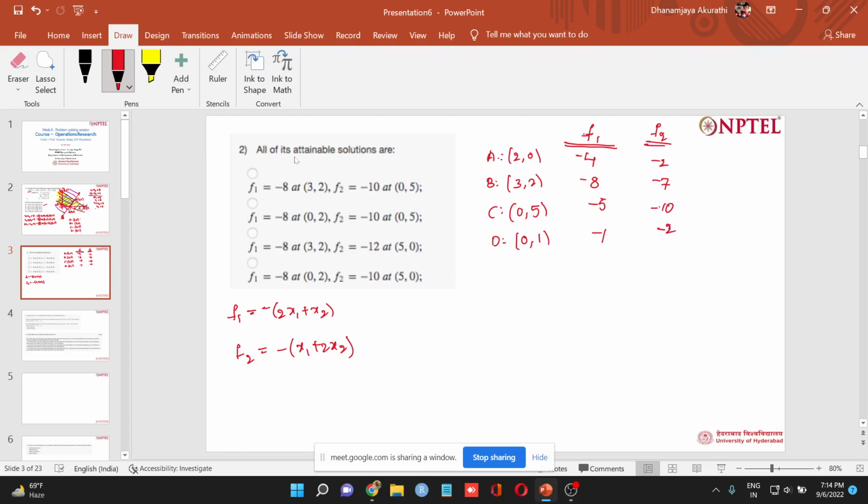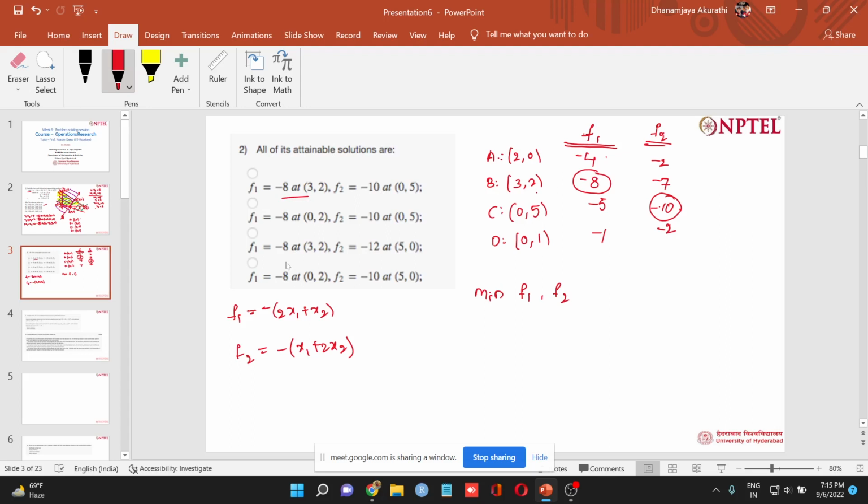So to find the attainable solution from these, we can find an optimal solution at the minimum of f1 or f2, right? Out of these points, the minimum is attained at minus 8 from f1, and for f2 the most negative value is minus 10. So for the f1 objective function, the attainable solution is minus 8, and that is obtained at the point B, that is 3 comma 2.